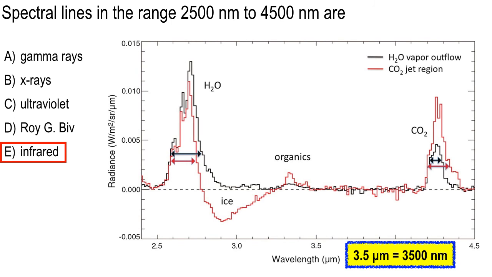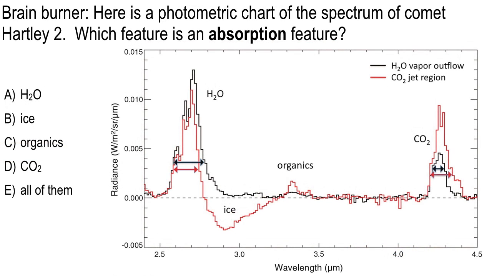And for those of you that got it wrong, it's infrared because the wavelength spread is from, you can make a note of this in your notes, from 2,500 nanometers here, that's already infrared, into even bigger wavelengths over here, 4,500 nanometers. So that's even deeper in the infrared. Next question. A brain burner. Comet Hartley 2. Which feature is an absorption feature?